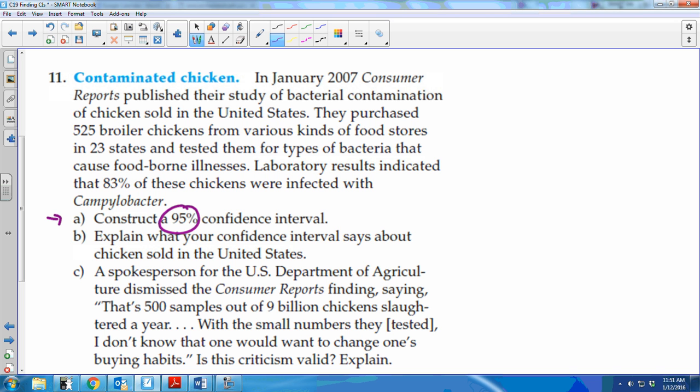So part A says, construct a 95% confidence interval. Notice it doesn't say check your conditions. It just says construct a 95% confidence interval. So you check the conditions, that's part of the process. So, independence. Again, you can make a statement if you want to. You can say that we're assuming the chicken contamination is independent from chicken to chicken or something, if you want.